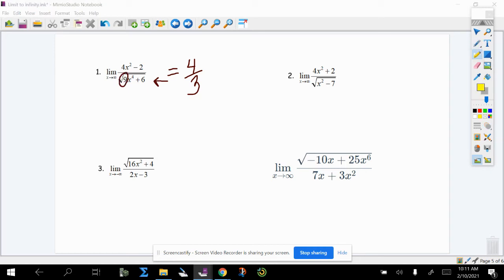If this was asking to go to positive infinity, so it was just asking the right end behavior, it would be 4/3. If it asked the left end behavior, you would put negative 4/3. Or if it asked for horizontal asymptotes, you would put both positive and negative 4/3.